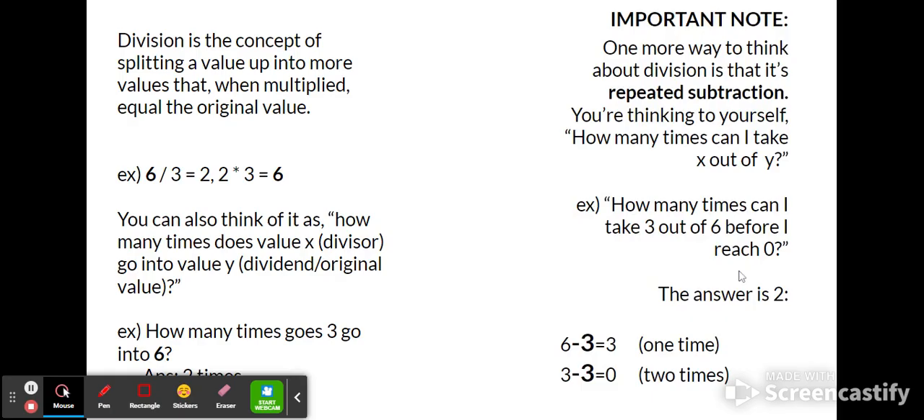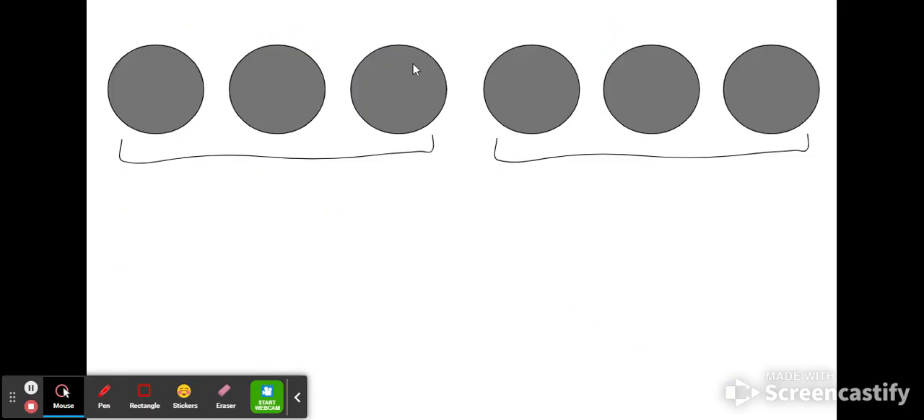An important note: another way you can think about division is that it's repeated subtraction. You're thinking to yourself, how many times can I take x out of y? How many times can I take 3 out of 6 before I reach 0? The answer is 2. 6 minus 3 is 3, that's 1 time, and 3 minus 3 is 0, that's 2 times. So now we move on to our example.